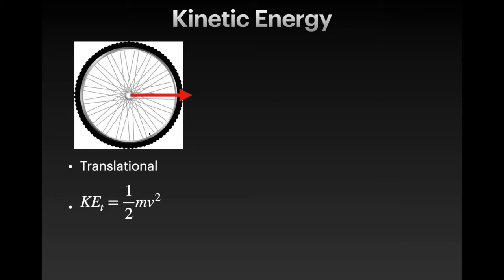Now, an object also has energy just by rotating, right? You can imagine if somebody held up a spinning bike wheel, spinning around its axis, or a spinning top, you'd have to do some work on it to get it to stop.